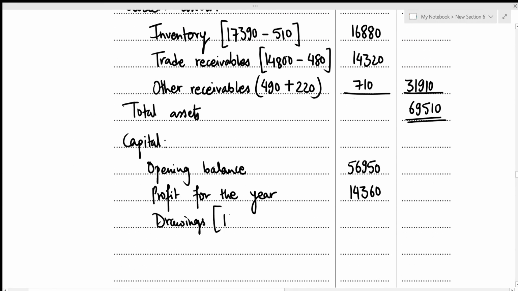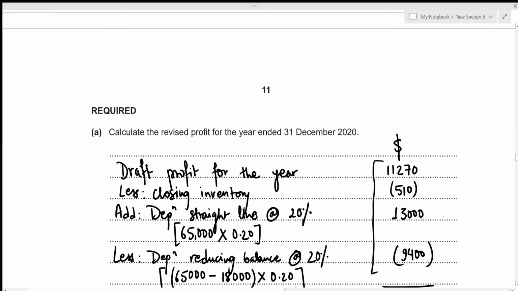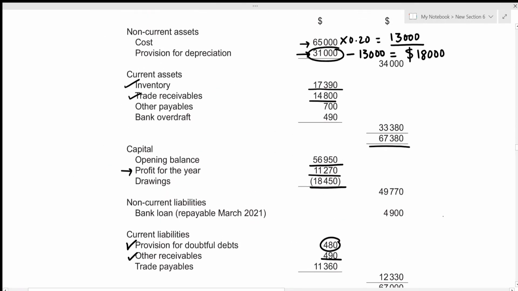Firstly, we had the value of 18,450 and we were told that it had been understated by 580. This gives us the total balance for drawings to be 19,030. Now, in order to figure out the total balance on the capital, we just have to add these three amounts. So that's going to be 56,950 plus 14,360 minus 19,030, which gives the value to be 52,280.